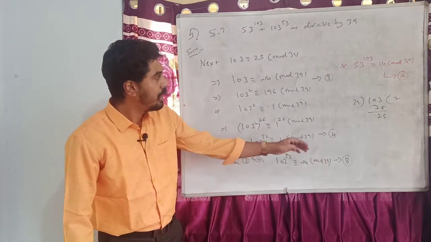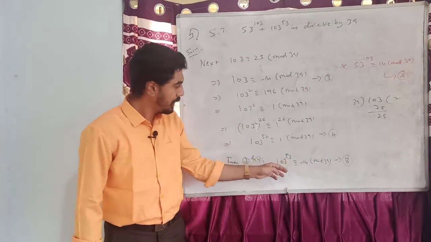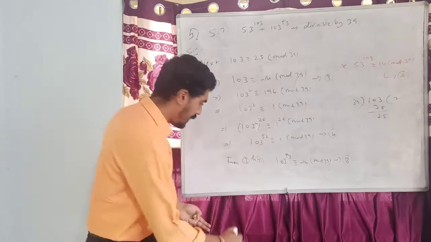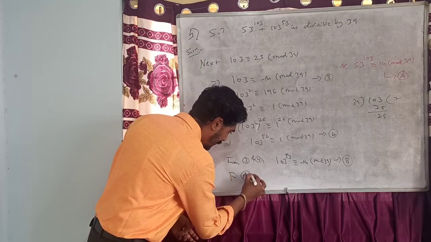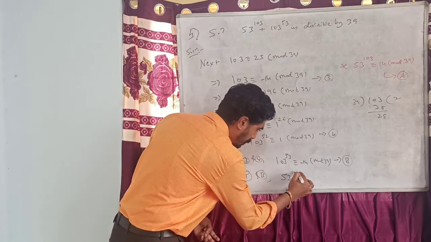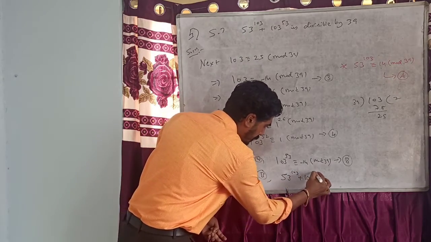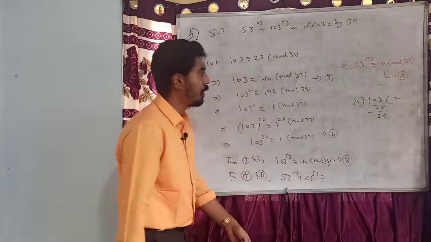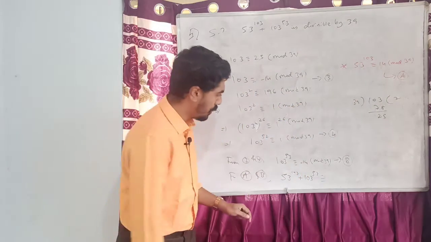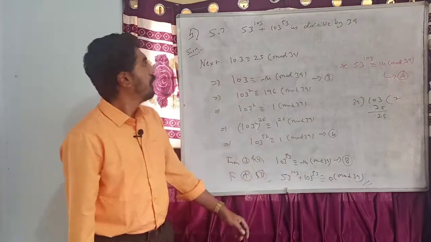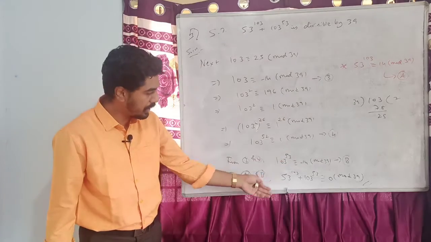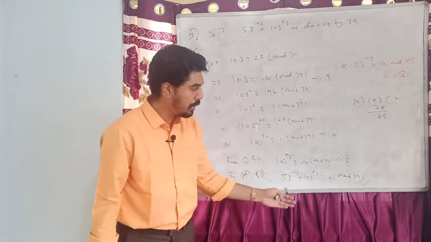Now we shall add these two congruences A and B. From A and B, 53 power 103 plus 103 power 53 will be congruent to 14 minus 14, which is equal to 0 modulo 39. So we have shown that 53 power 103 plus 103 power 53 is divisible by 39.